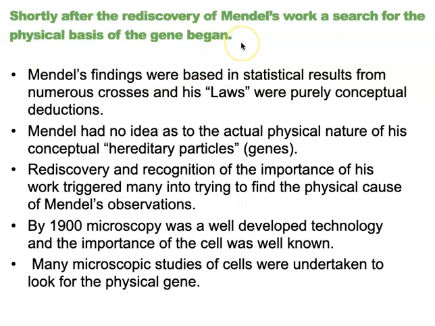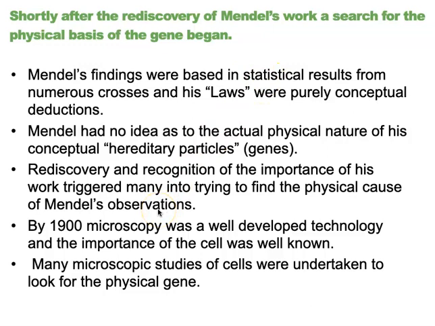So Mendel's findings were based on statistical results, right? Remember, we created these Punnett squares and we guessed what was going to happen, and they were actually conceptual deductions. And those deductions, when you're looking at a simple system like snapdragons or peas or something like that, the idea, of course, that those hereditary particles could actually work was fantastic. It was spot on.